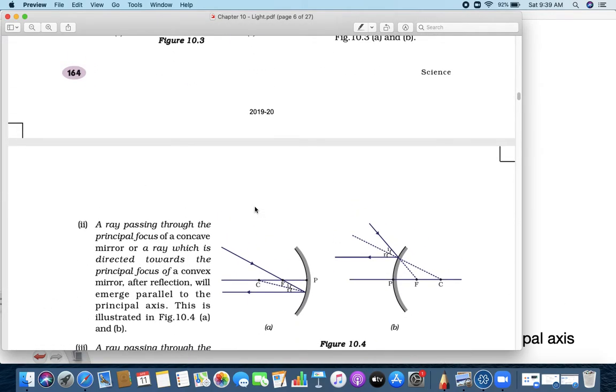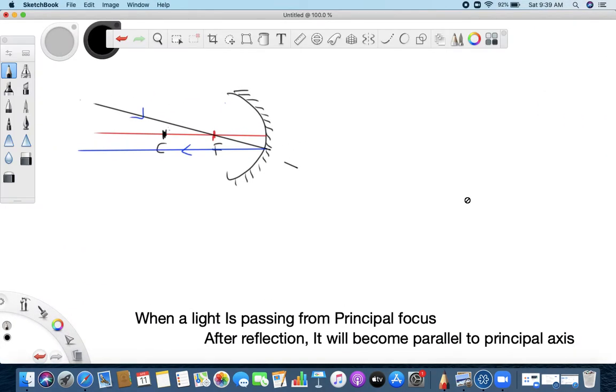Here is the second case. When the ray is passing through the principal focus, for a concave mirror, after reflection it will become parallel. In the second case, if you see, this is actually the incident ray. After reflection, it will become parallel.